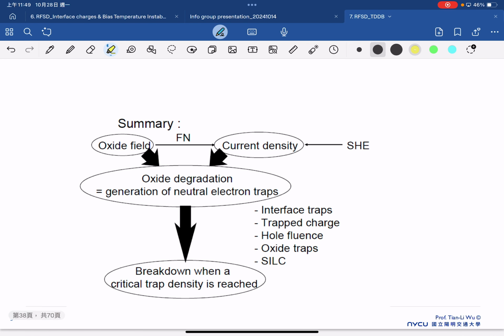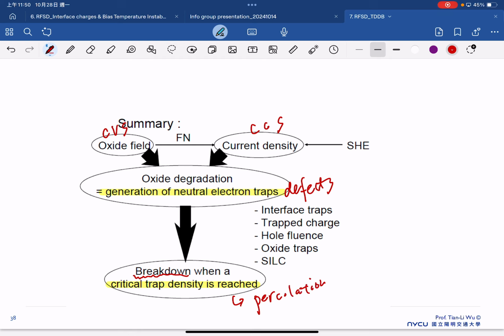So finally, we have a summary here. In the case of the TDDB, either we do the CVS, constant voltage stress, or we do the constant current stress, we always see the oxide degradation, which is due to the generation of neutral electron traps. In other words, just defects. And then once the critical trap density is reached, the breakdown will happen. And therefore we propose a percolation model to describe the TDDB.